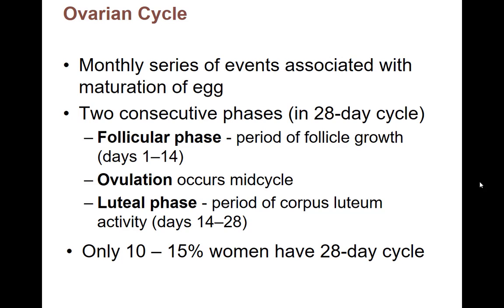Now, only about 10 to 15% of women actually have a straight 28-day cycle, but today we're going to pretend everyone does. Now, the interesting part: between the 2 phases, the luteal phase is always 14 days. Always. Never changes. But if you're not on a 28-day cycle, you're on a 30-day cycle or a 25-day cycle, that means the follicular phase has changed a little bit. It's not on a 14-day cycle. But the luteal phase is always 14 days.